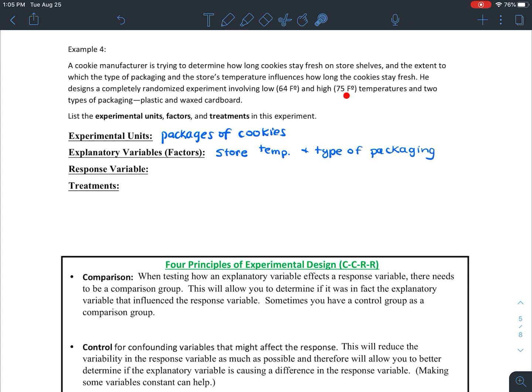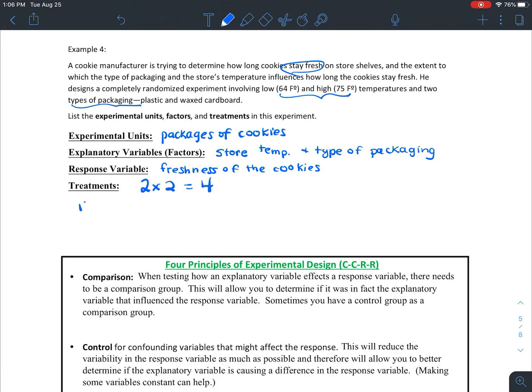Now this problem didn't ask us for the levels, but if they did, that's when we would say the temperatures are 64 degrees and 75 degrees and the types of packaging are the plastic and the waxed. Okay, the response variable, this is what we're measuring. We're measuring the freshness of the cookies. Okay, the freshness, we want to see if they stay fresh there, of the cookies.